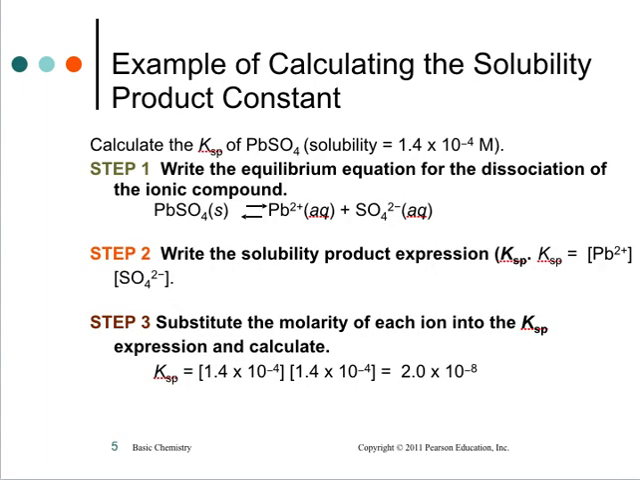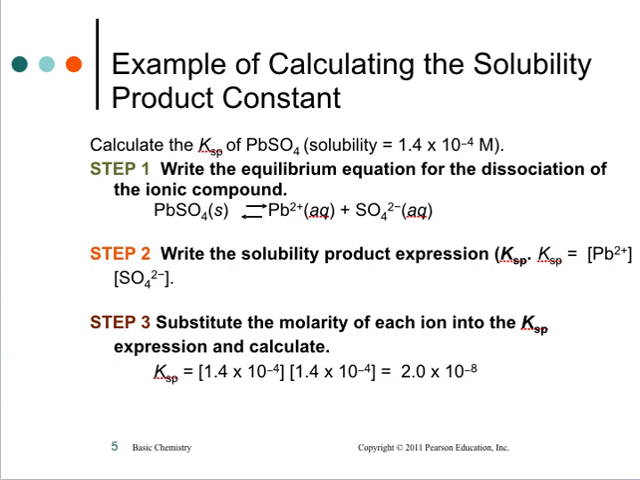Calculate the K sub sp of lead sulfate when its solubility is 1.4 times 10 to the -4 molar. Now remember, sulfate is the yellow lady. Lead is one of the 6 exceptions. So when we learned this, we learned that it was an insoluble salt. But insoluble is relative. It's how soluble is it? It's not just yes or no. There's degrees of it breaking apart into ions or not. So this one has a solubility of 1.4 times 10 to the -4 molar.